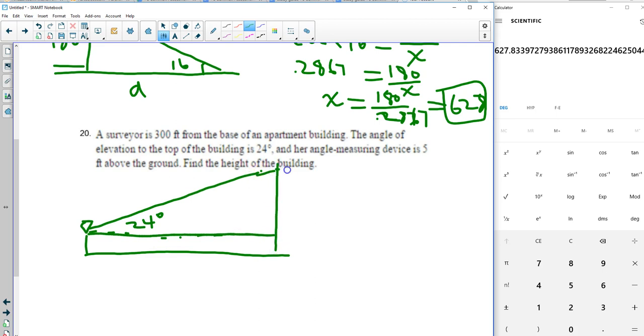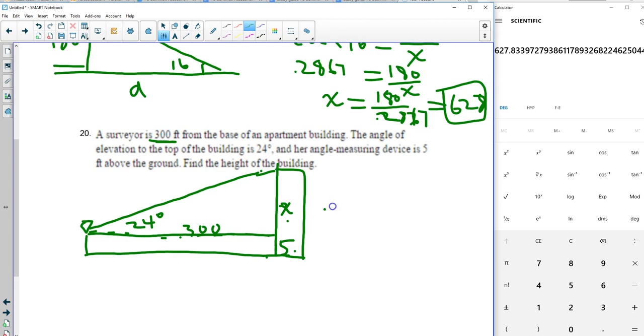Draw the building here. So this part from the ground to here is 5 feet. So we need to find this part here. And we know that the distance that they are from it is 300 feet. So this distance is 300. So the height of the building is going to be 5 feet plus whatever we find right here. So I'm going to call it X. So let me draw that triangle by itself, so all this other stuff we don't see.